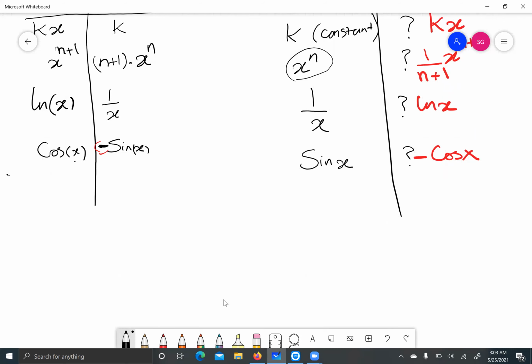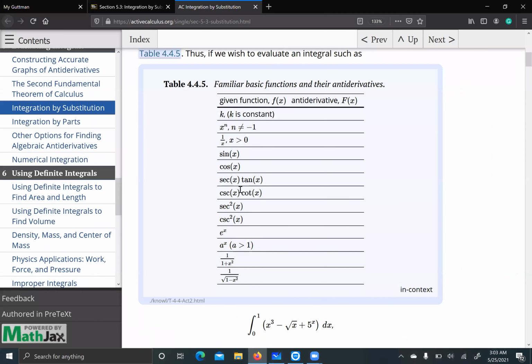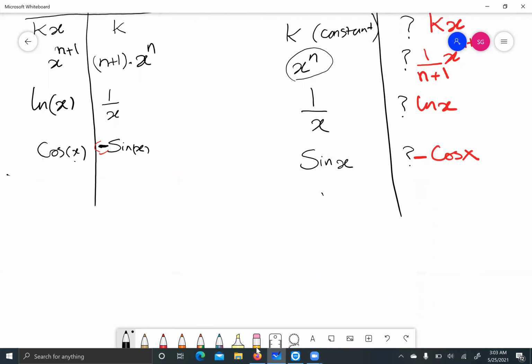The next one. What about cosine? If you have cosine of x, what is the antiderivative? Cosine was the derivative of something. That's sine of x. That's easy because we know the derivative of sine gives us cosine. So the antiderivative is just sine of x.